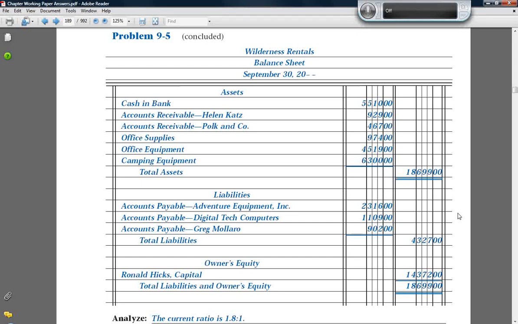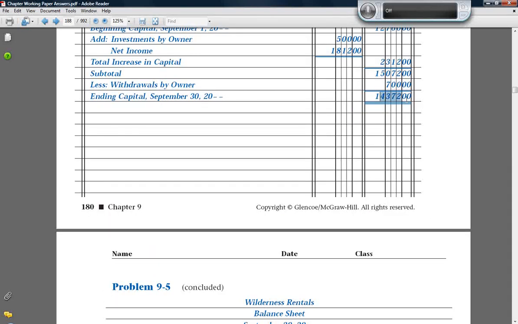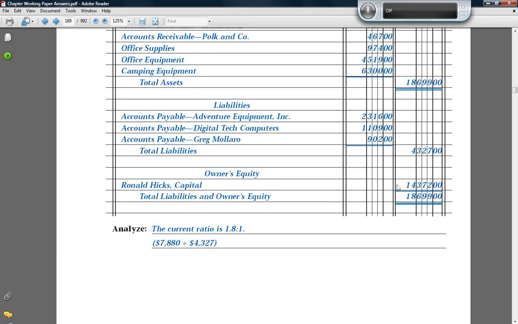So we have total assets of $18,699. Our liabilities, there are three of them. We put them in the first column, single rule. And our total liabilities is $14,327. Now, our owner's capital is changed from our worksheet. So our magic number that should make these equal is our $14,372. That's what we're going to put for our owner's capital.